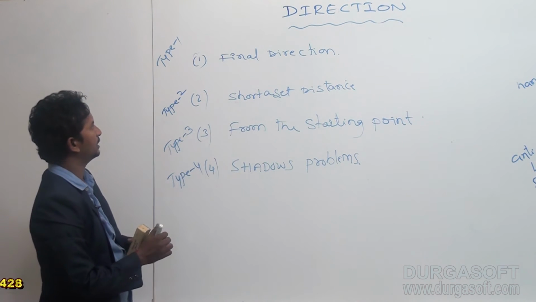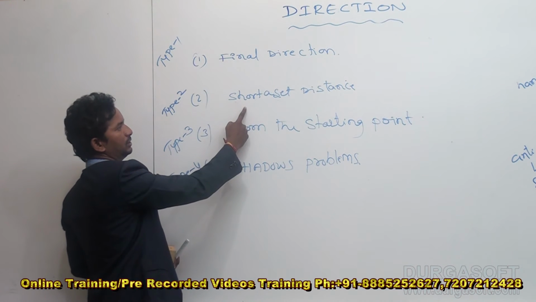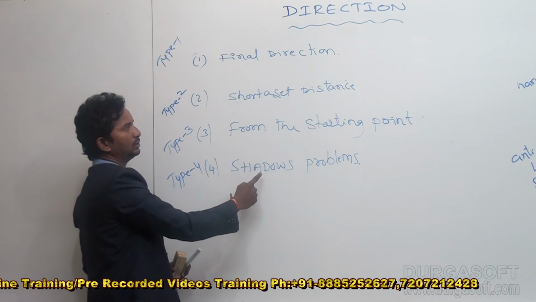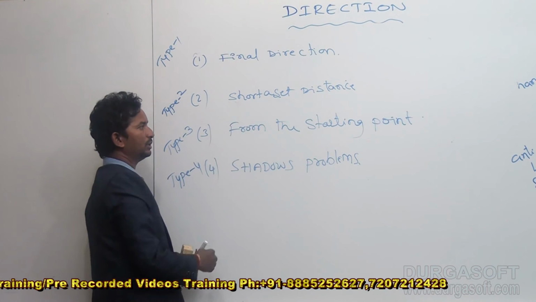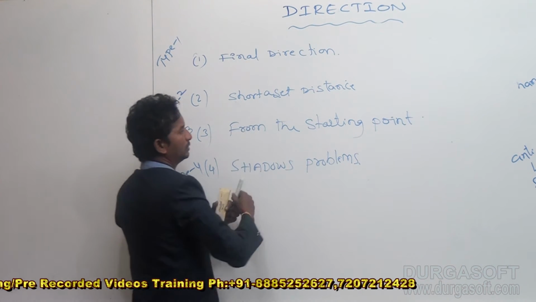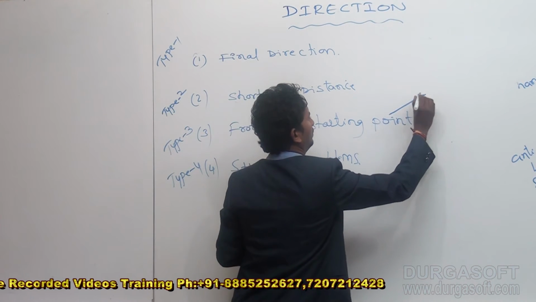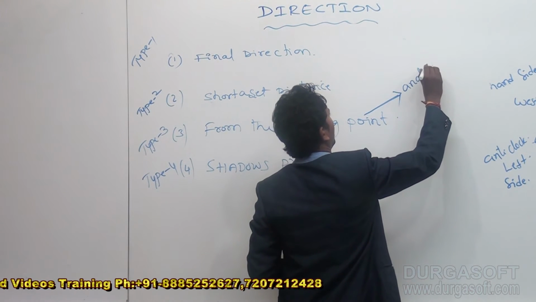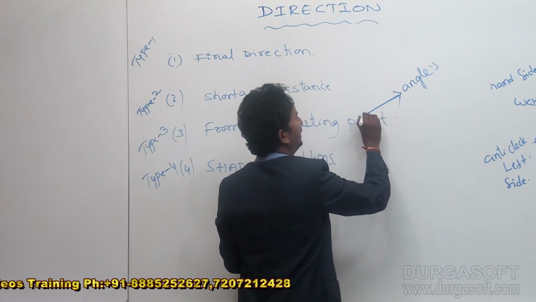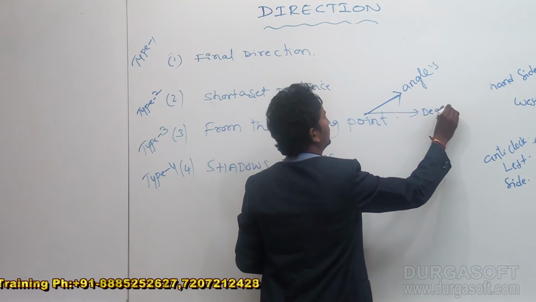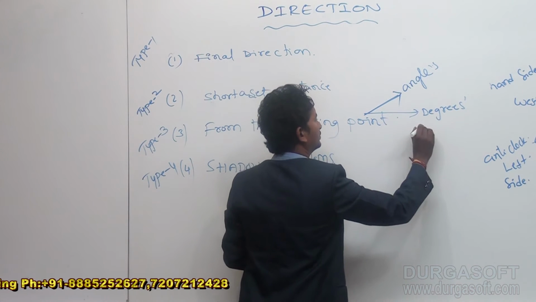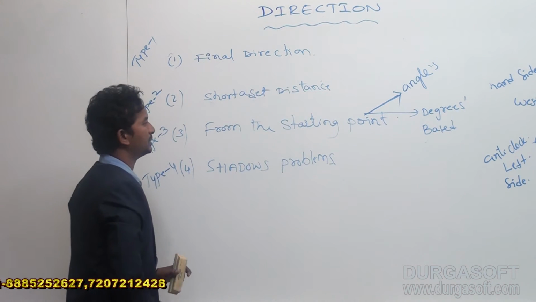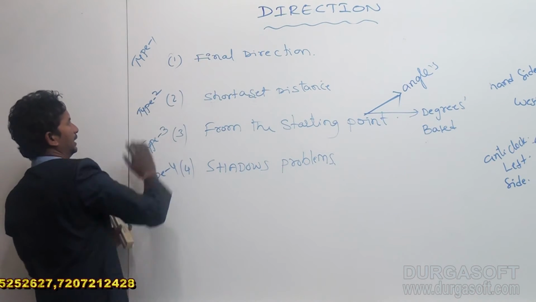Now see one by one: what is the final direction, and what is the shortest distance and how to find it. From the shortest distance they give like this. From the starting point, they give angles, nothing but degrees based questions. Now see one by one what is the final direction. First, type 1.